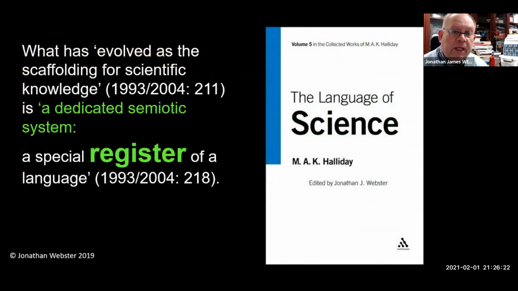So what's evolved now then is a particular way of writing for expressing scientific knowledge. What has evolved then, Halliday says, as the scaffolding for scientific knowledge is a dedicated semiotic system, a register of the language. It's the way we use language in the language of science. It wasn't always that way. It has evolved that way. It continues to change. It continues to evolve.